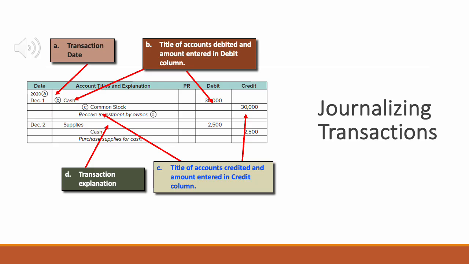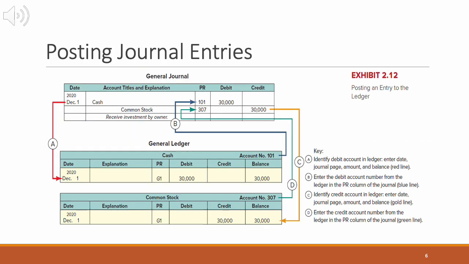When a transaction is first recorded, the posting reference (PR) column is left blank in a manual system. Later, when posting entries to the ledger, the identification numbers of the individual ledger accounts are entered in the PR column. Then, we go back to the journal and write the cash account's number, 101, in the PR column, linking the journal to the ledger.